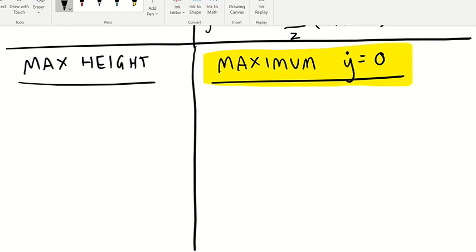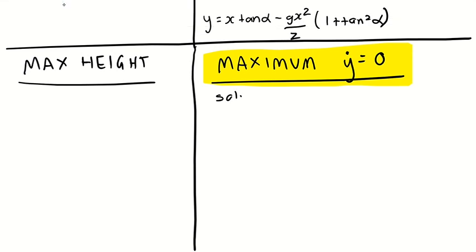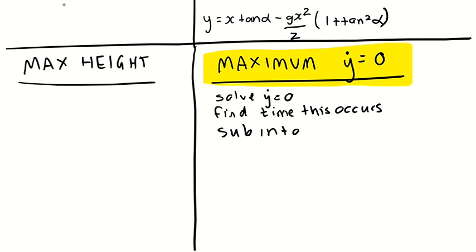So what you're going to do is just solve y dot equals 0. You're going to find the time this occurs, because our y dot is in terms of time. Then you're going to sub that into y equals, and that will find you the maximum height in terms of y.